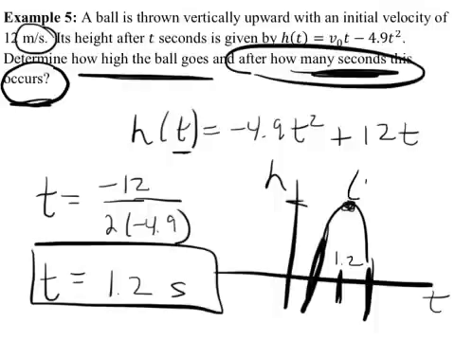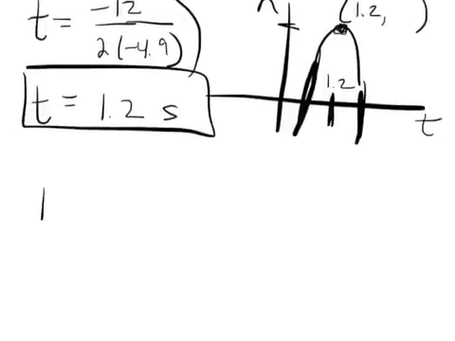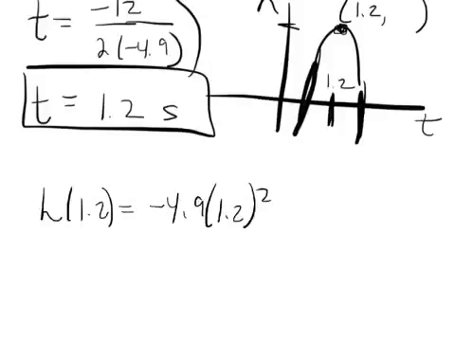So now we need to know what the height is. So we need to know what the y-coordinate is. So just plug this back into the function right there. When we plug it back into the function, here's what we're going to get. We're going to get h of 1.2 equals negative 4.9 times 1.2 squared plus 12 times 1.2.